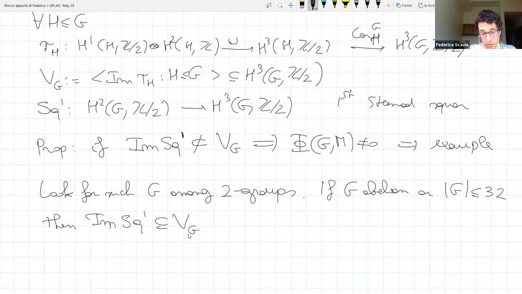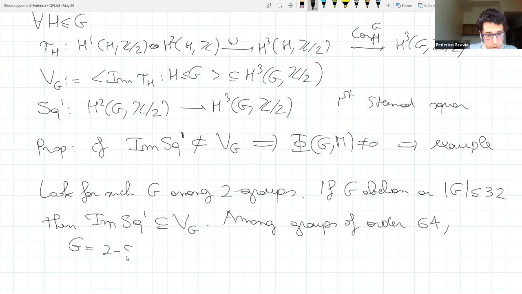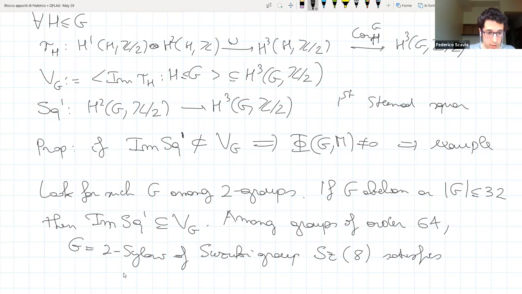But among groups of order 64, there is such a G. So I take G to be the 2-Sylow subgroup of the Suzuki group, Sz(8). This is a group of order 64, the Suzuki group is much, much bigger. And it satisfies that the image of the first spherical square is not contained in BG.